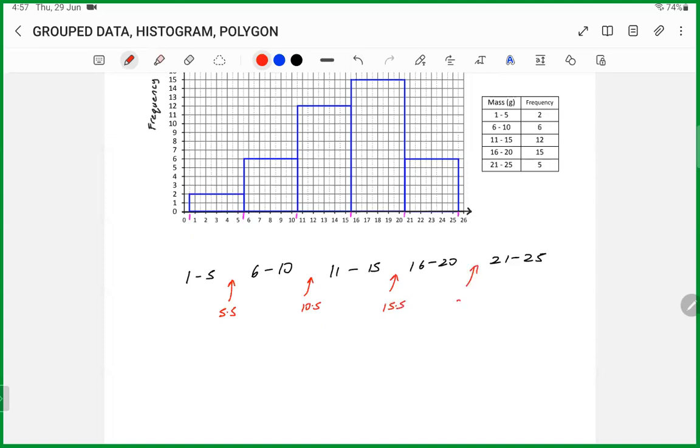Average of 20 and 21, 20.5. Now, for the endpoints, you could either imagine a class that came right before and right after and do the calculations, or you could just follow the trend in the numbers. So here you would have 25.5, and then here you would have 0.5. So these are the boundaries, okay? 0.5, 5.5, 10.5, 15.5, 20.5, 25.5. So these are the boundaries.